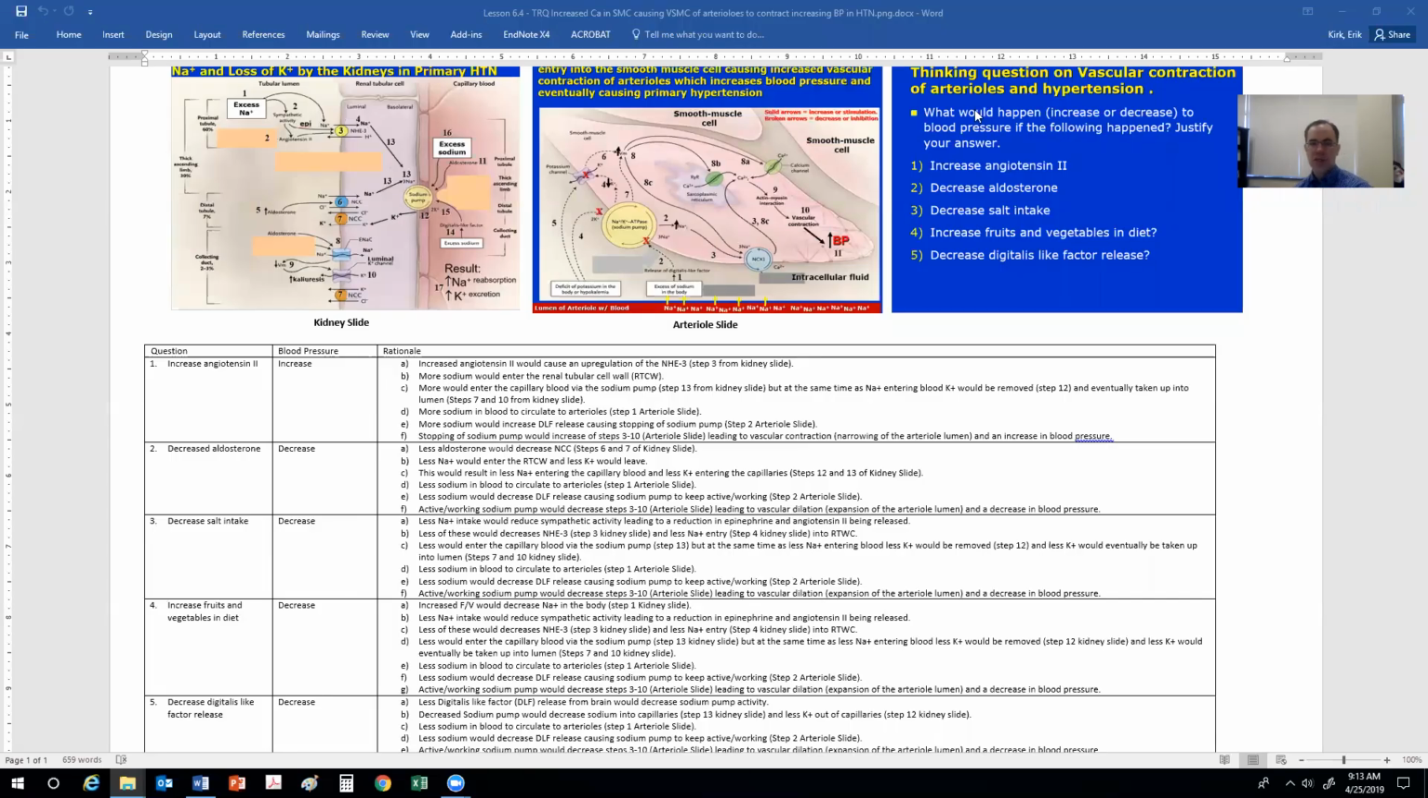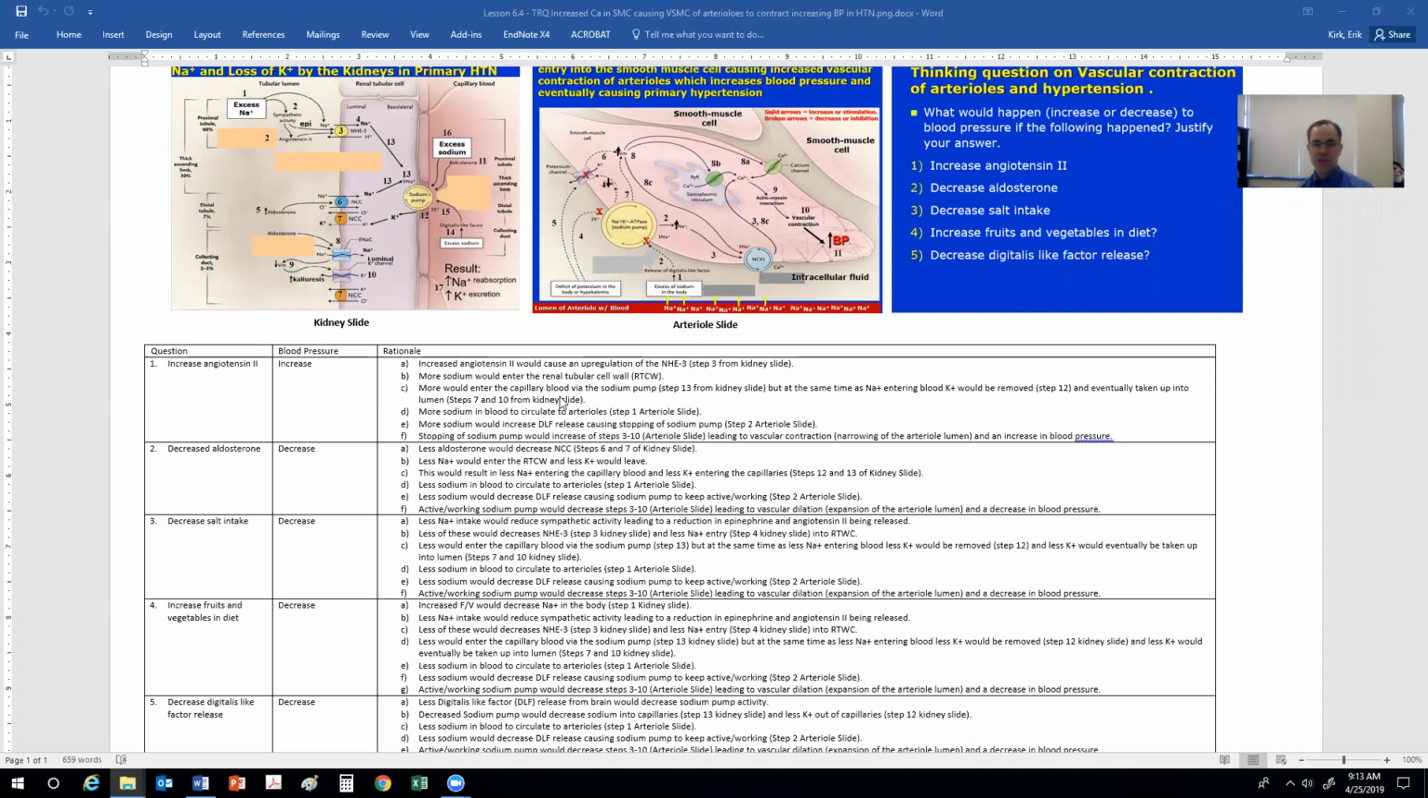All right, so this is the thinking review questions on vascular contraction of the arterioles causing hypertension. Let me orient you to this slide. We have what's happening in the kidneys, so the kidney slide. We have what's happening here in the arterioles, so the arterial slide.